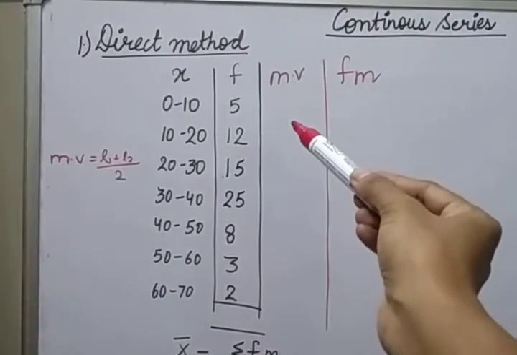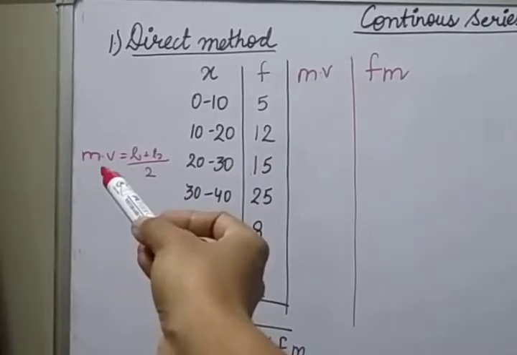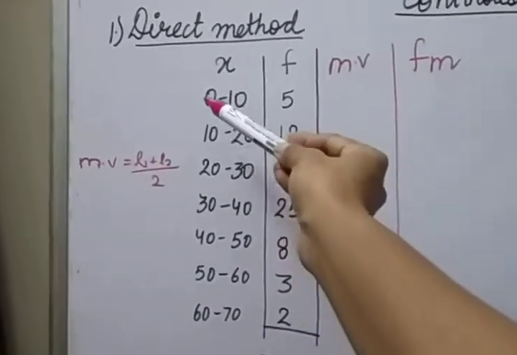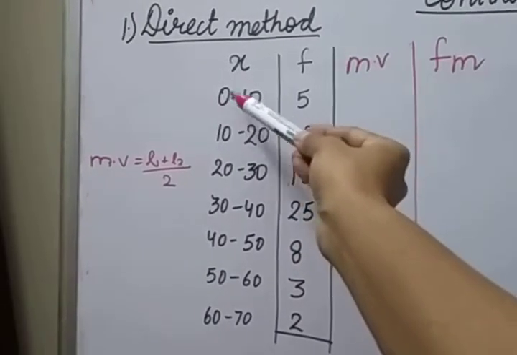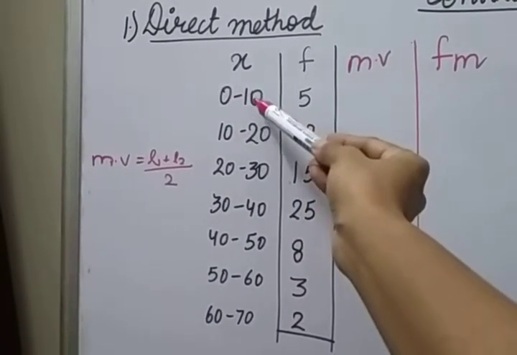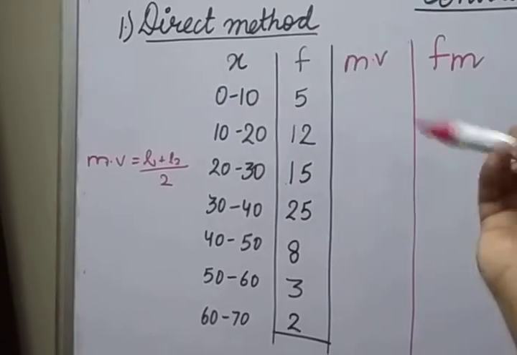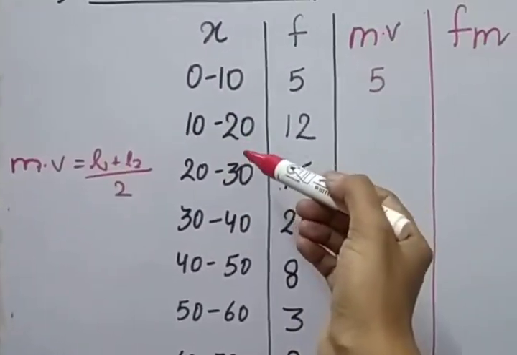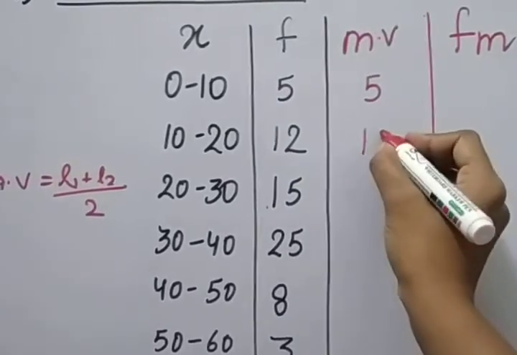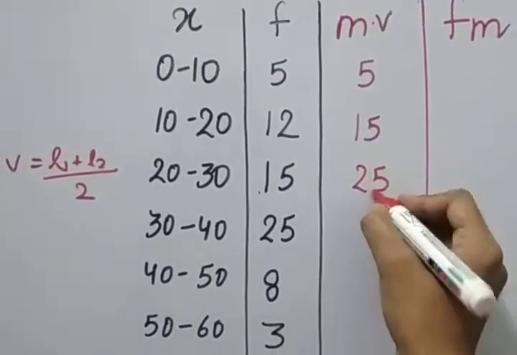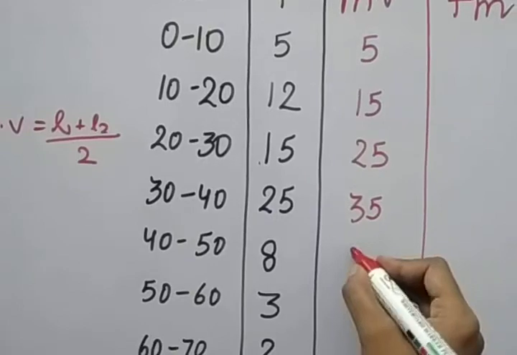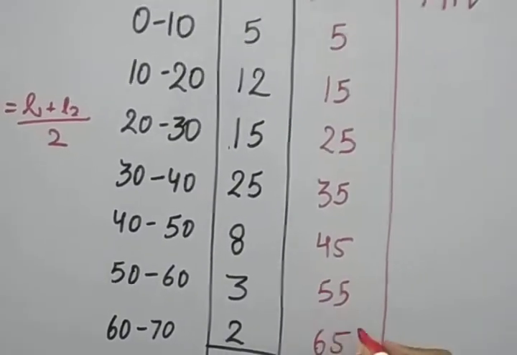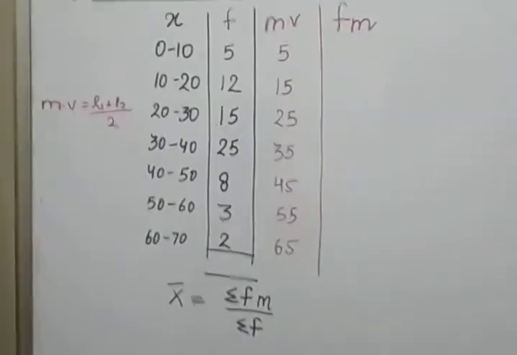How can we calculate the mid value? Mid value is equal to L1 plus L2 divided by 2. So this is L1, this is L2. 0 plus 10, 10 upon 2, so mid value is 5. Then 10 plus 20, 30, 30 divided by 2, 15. In this way we get the mid values: 5, 15, and so on, up to 45, 55 and 65.